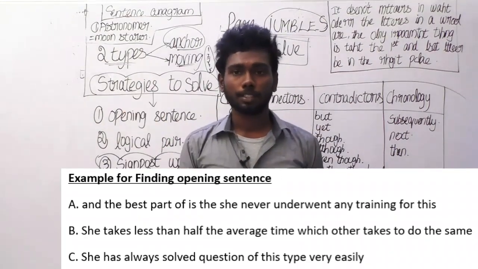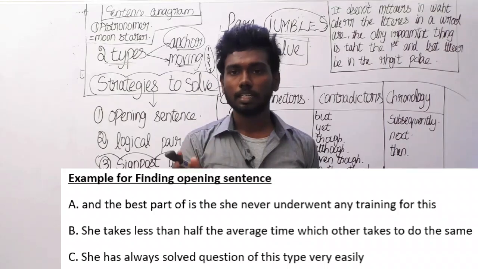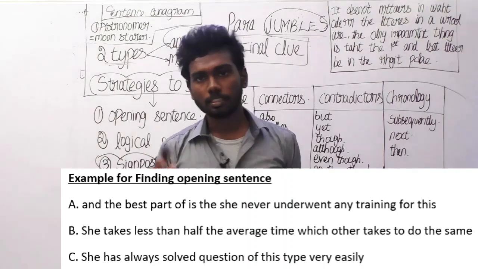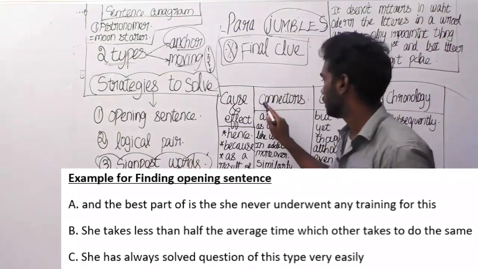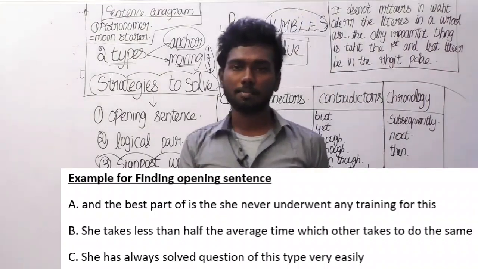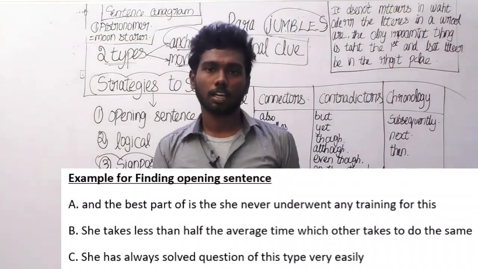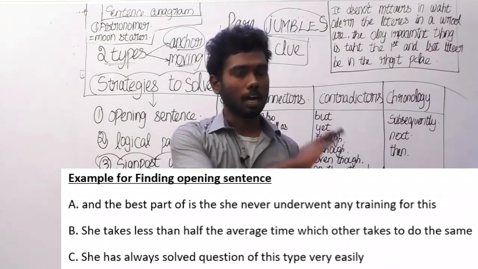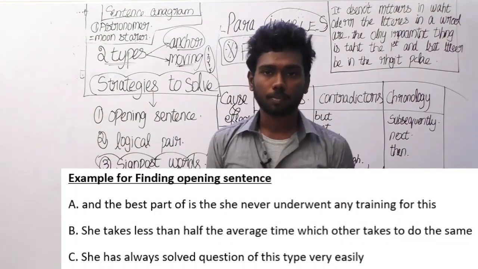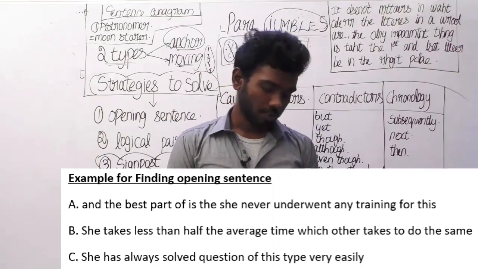Any para-jumble question will not generally start its first sentence with connectors. There is no possibility for a first sentence to start with these connectors. Connectors are like and, between, because, like that. The sentence is obviously 100% not going to start with them. So here the first sentence starts with and. So this is not going to be the first sentence.